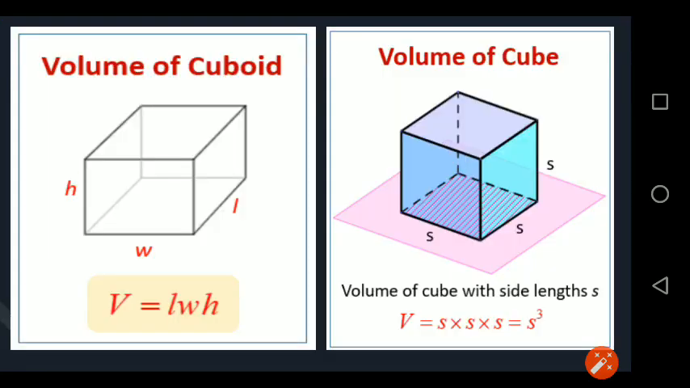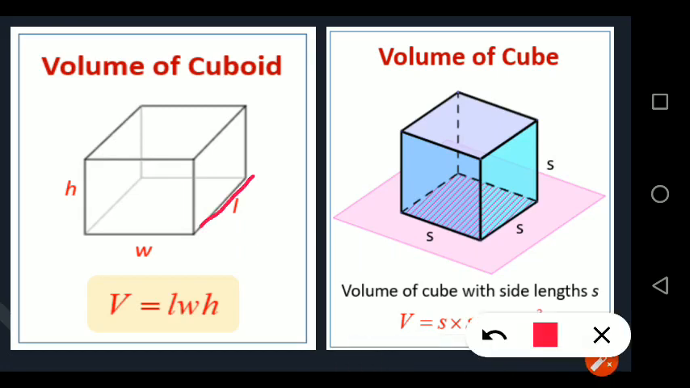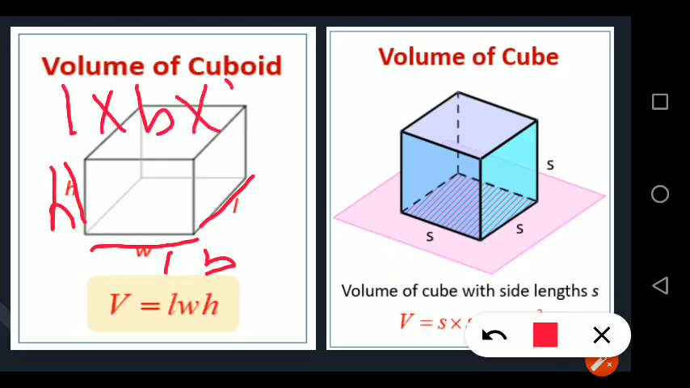So volume of cuboid. We know that cuboid is a figure which is having length, breadth and height. So volume of cuboid can be written as length into breadth into height. It is given as LWH, which can be written as length into breadth into height.